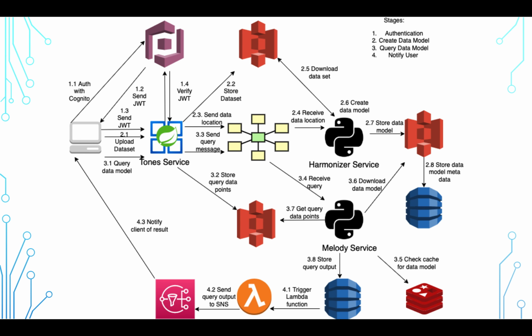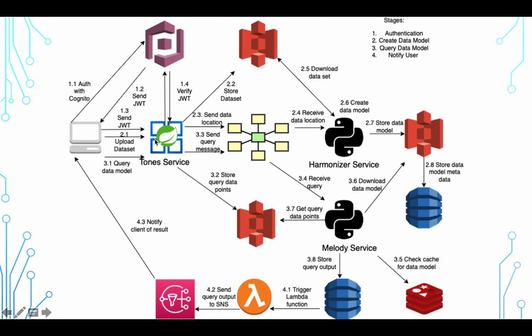So here's the overall flow of the different components of Summersong and how information is transferred through them. There's 4 general areas or general flows of information. So flow 1 just deals with authentication. Basically, the client needs to authenticate with Cognito, and then the tone service will verify that token when it receives a request.